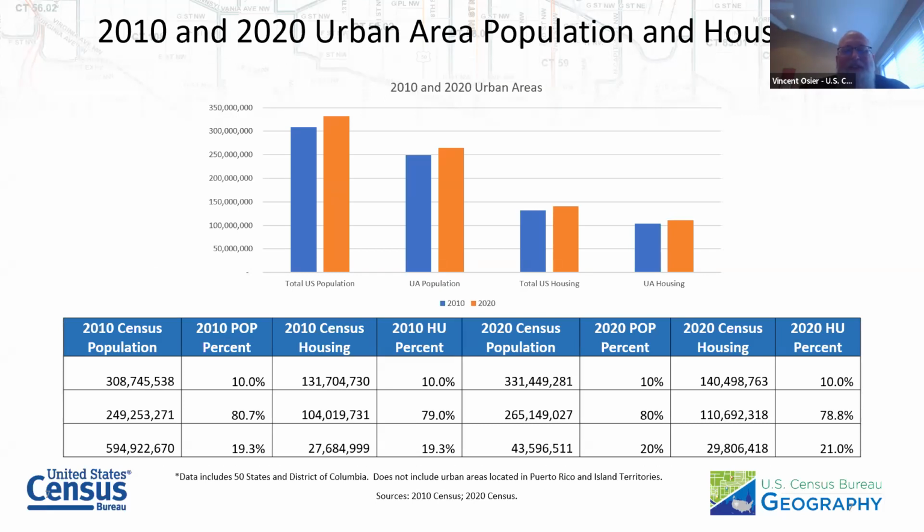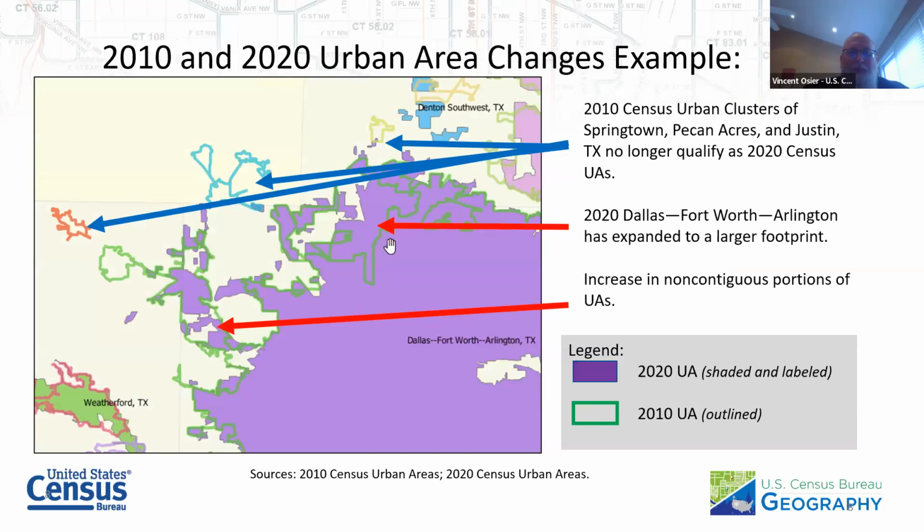So at the national level, nearly 81% of the US population was urban in 2010, and approximately 19% was rural. So for the 2020 census, the overall percentages are very similar, as you can see from these numbers. Can you jump to the next slide? So just some graphic examples. So this is a standard example of what we're seeing in the results of the urban area delineation this time.